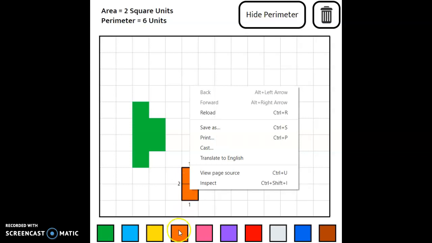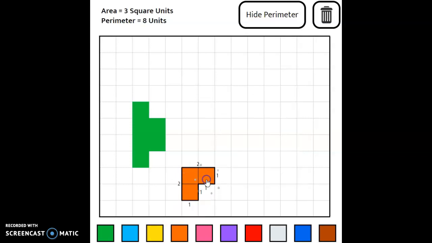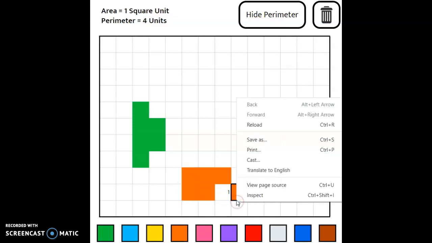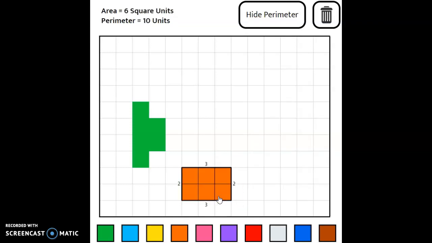And like I said, it adds up the perimeter for you. And that's 8. And that's 10. So I'm starting to see a pattern. And that's 12. Okay, so you can see that these are completely different shapes, but they have the same perimeter. Now you can also look and see that they don't have the same area.